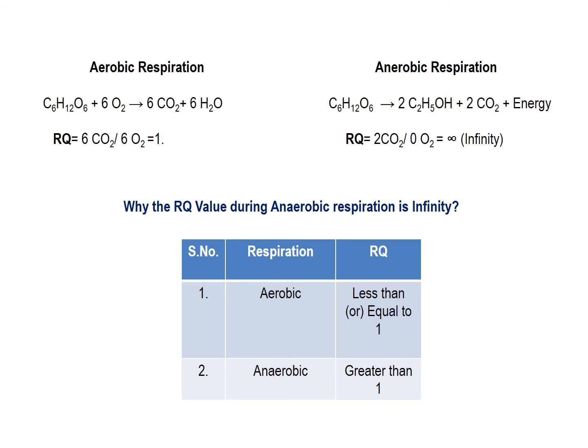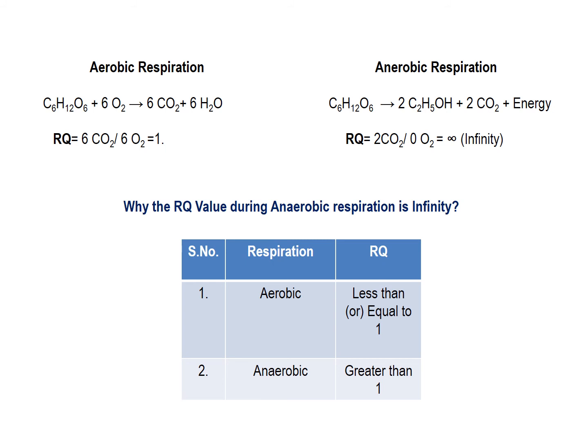We all know that the formula for RQ is moles of carbon dioxide produced divided by moles of oxygen consumed. Now in this equation you have to look into the carbon dioxide term and the oxygen term. Here 6 moles of carbon dioxide are generated by consuming 6 moles of oxygen. Therefore the RQ value will be 1.